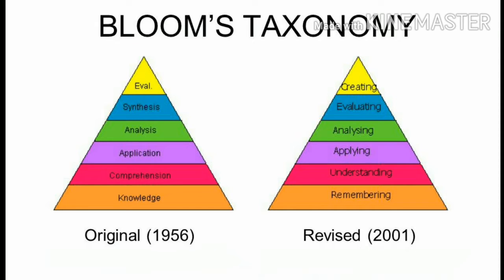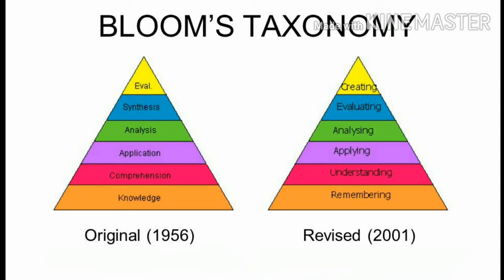While the revised taxonomy 2001 changes the names of each of the 6 levels, which is the remember, understand, apply, analyze, evaluate, and create. Okay, so let me show you this diagram to further help you understand what I am saying. So as you can see in the diagram, there are 2 types of pyramid. The first pyramid is the original taxonomy, and the next one is the revised Bloom's taxonomy.